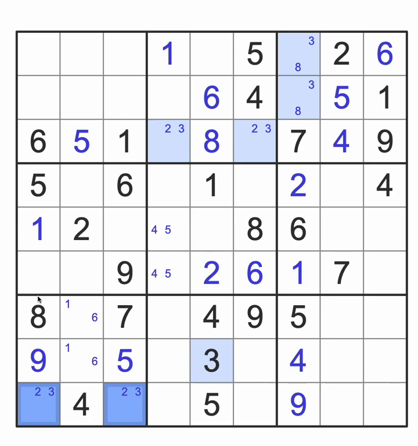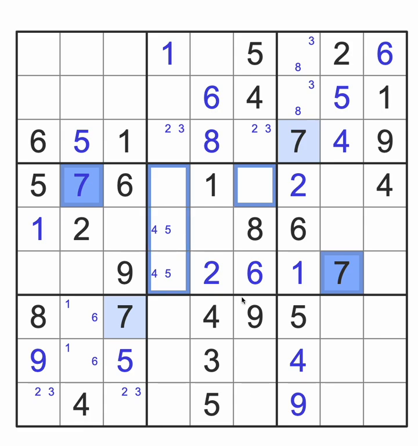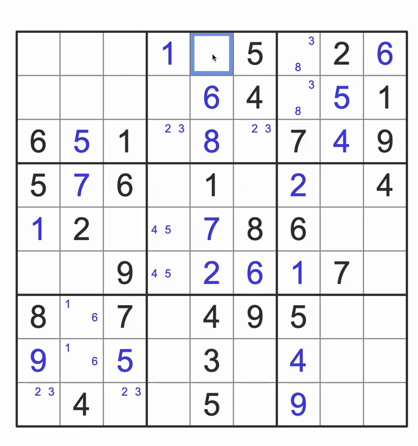I can place 7 in box 4. 7 blocks this cell. This 7 blocks these. That gives me 7 here, which gives me 7 in box 5. They block here. This blocks here. This can only be 4 or 5. That means this is 7. That gives me 9 because it's the last number of the column. This 9, this 9, this 9 block these. Gives me 9 here.